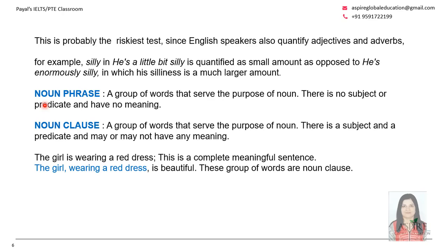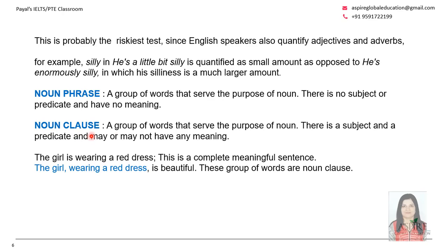Okay, now let's understand what a noun phrase or a noun clause is. What is a phrase? A group of words which have no subject, no predicate, and no complete meaning. For example, in the shower: it has no subject, no predicate, and no complete meaning. So a group of words that serve the purpose of a noun, where there is no subject or predicate, is called a noun phrase.